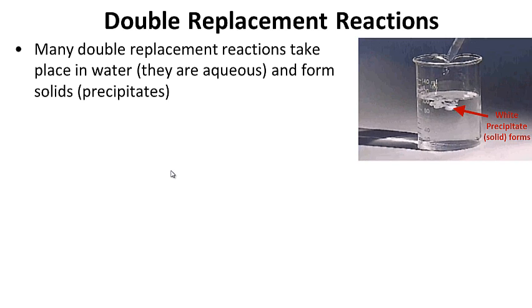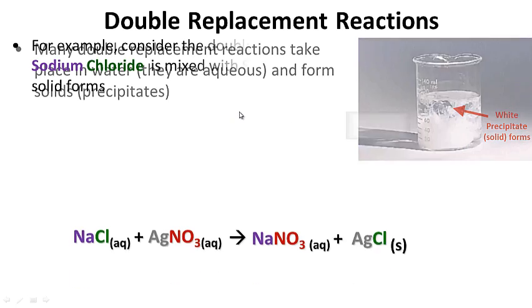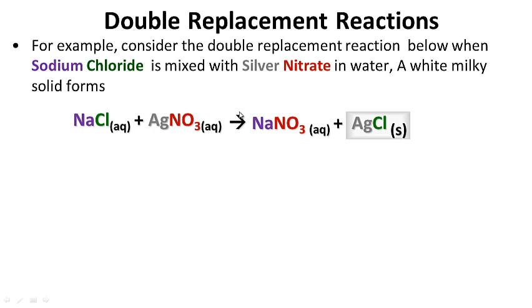Many double replacement reactions take place in water. They are aqueous and form solids or precipitates. So here you can see a double replacement reaction where a white solid or precipitate forms. For example, consider the double replacement reaction below when salt, good old table salt, sodium chloride, is mixed with silver nitrate and water, and a white milky solid forms.